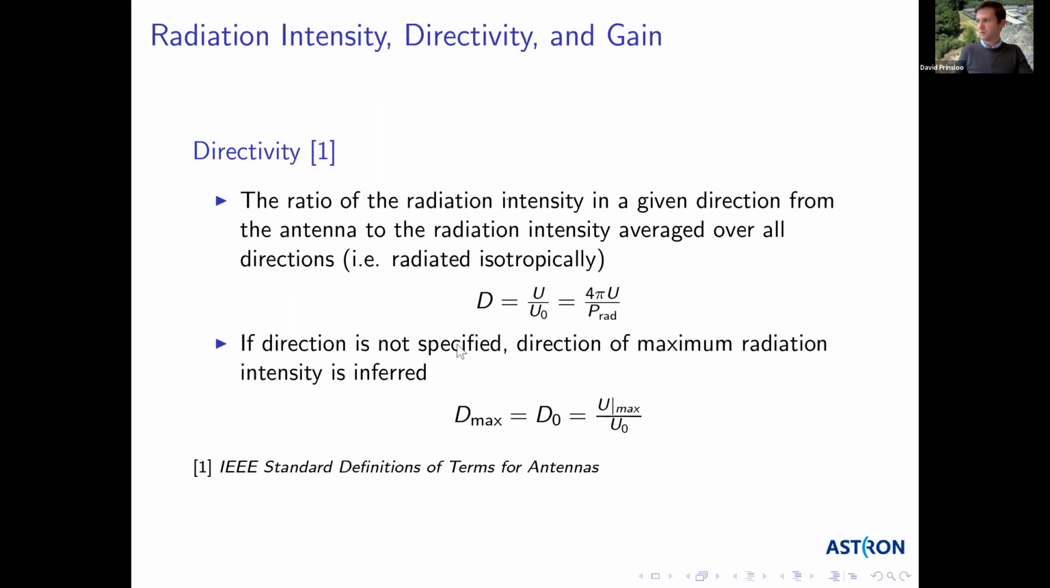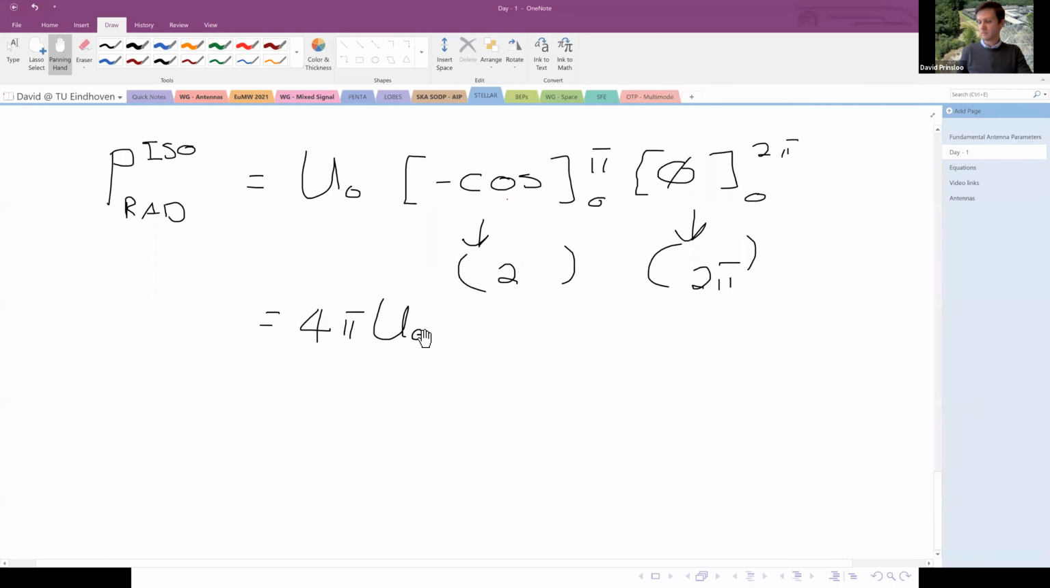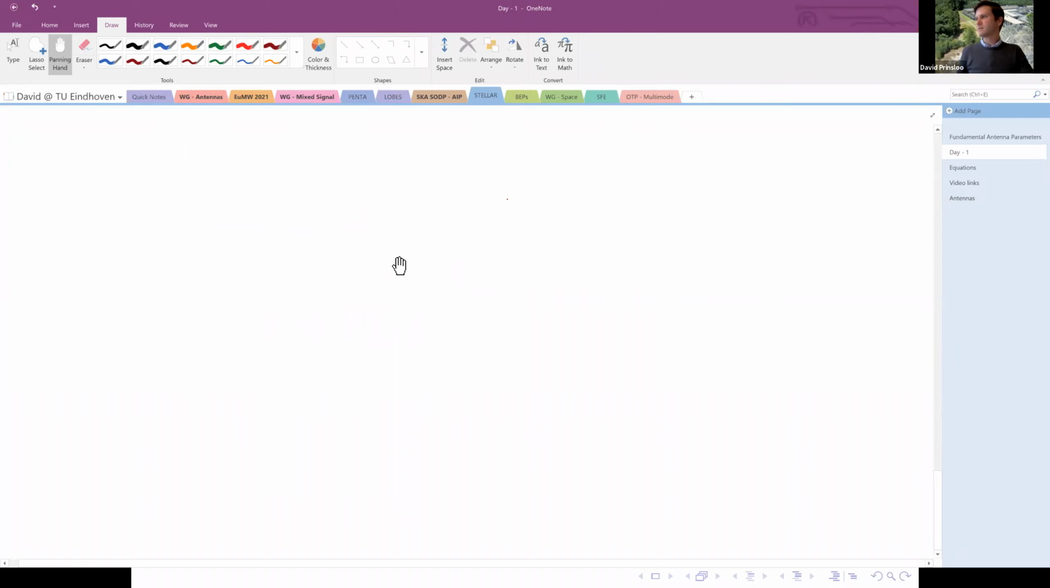So if we can write that down, my computer is slowing down a little bit, it seems. Okay, we've got movement again.